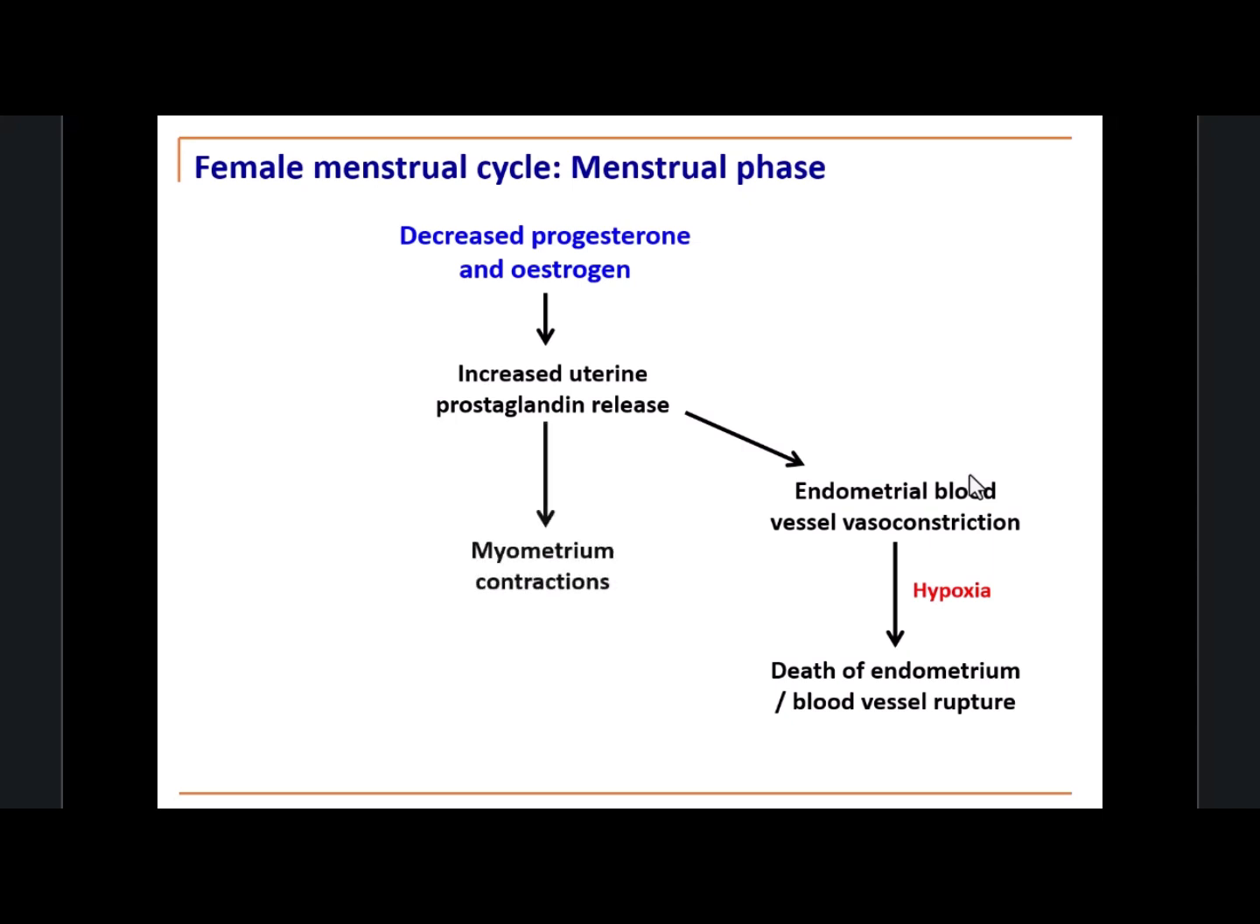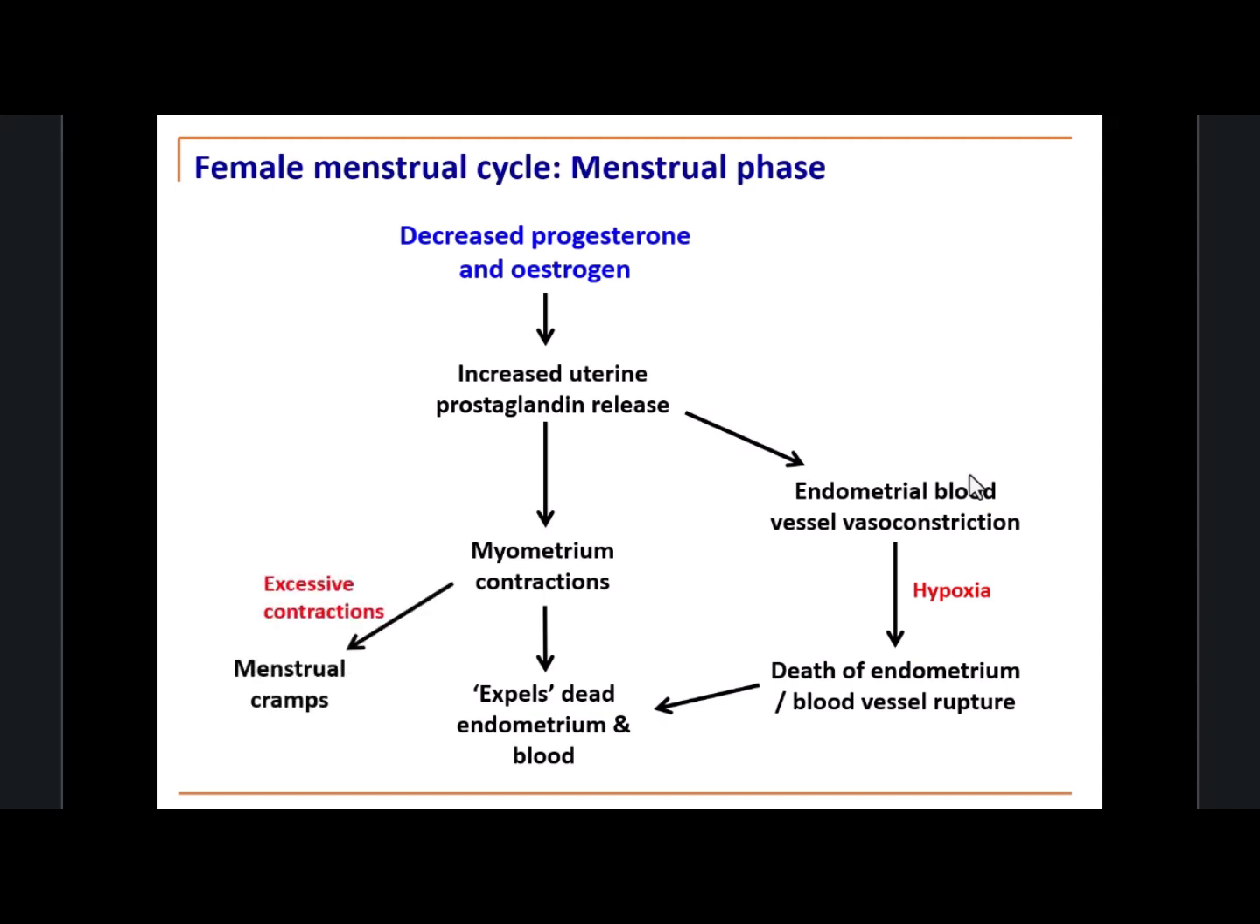It also stimulates myometrium, so that's uterine muscle contractions. Those contractions obviously help to expel that dead endometrium and the blood, and so that's your menstrual phase, your menstruation. And that can be anywhere from 20 to 200 mils. So it can be very, very variable in different people. But of course, you've got those smooth muscle contractions in the uterus. So sometimes if you get excessive contractions of those, that can lead to what are called menstrual cramps, that some women experience.